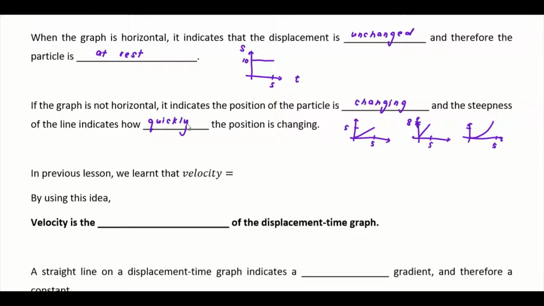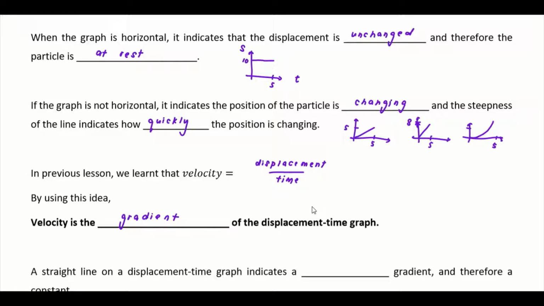If the steepness indicates how quickly the position is changing, what is the concept that tells us how quickly a particle moves? It's velocity. Velocity tells us how fast an object moves. In the previous lesson, we learned that velocity is the rate of change of displacement over time. By the same idea, if a particle moves 5 meters in 5 seconds, the velocity is 5 meters divided by 5 seconds. That's why velocity is the gradient of the displacement time graph.